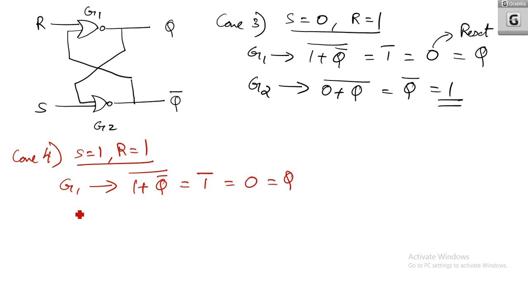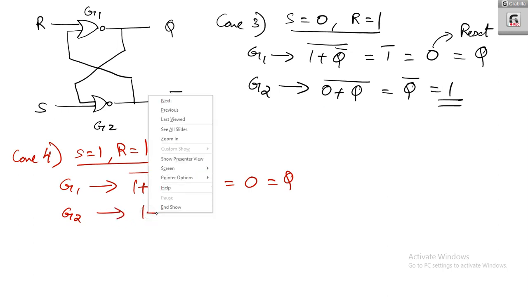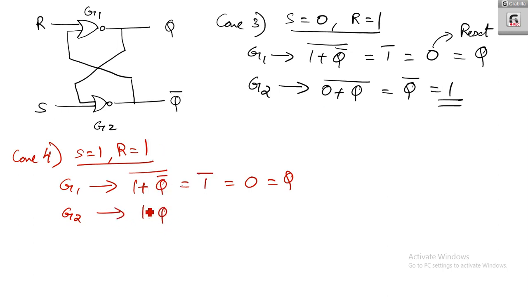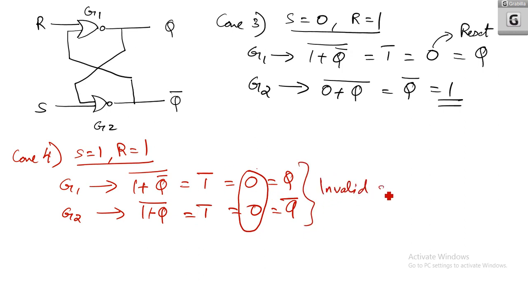What is the output of gate 2? Output of gate 2 will be 1 or Q, the whole bar. That is again 1 bar. What is it? That is 0. That is equal to Q bar. That means when set is equal to 1 and reset is equal to 1, you cannot make Q and Q bar both as 0. That means this is basically an invalid state, or what you can say is that the output is unpredictable.